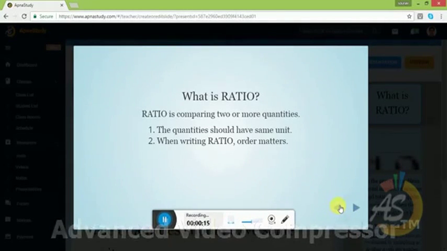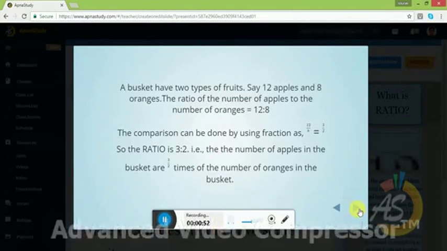Here I have described two basic characteristics of ratio. The one is the quantities which we are going to compare should have the same units. We can compare this to speed of car or numbers of any candies or fruits or some quantities in cake or in some cooking. And the number two is when writing ratio, order matters. So we will describe these two points later. Go to the next slide.